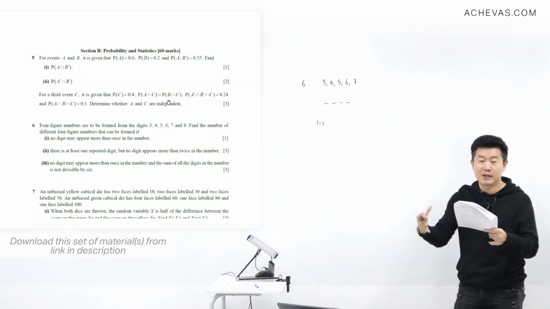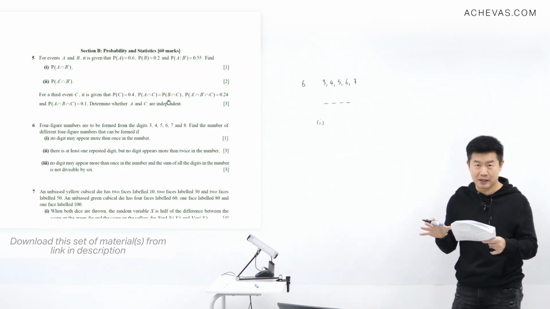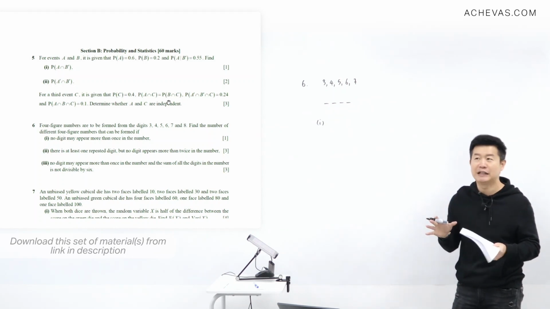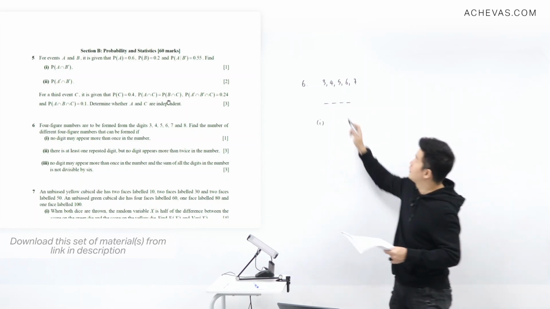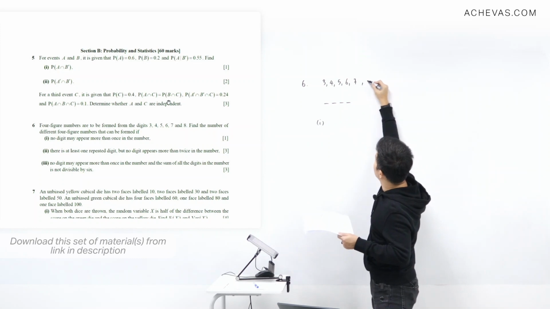So now in part 1, they want the version such that none of the digits are repeating. So if none of the digits are repeating, that means out of these 1, 2, 3, 4, 5, oops, there's one more, so 8.